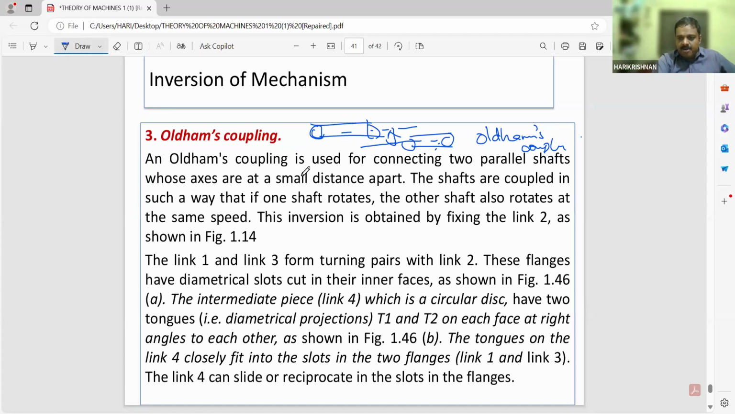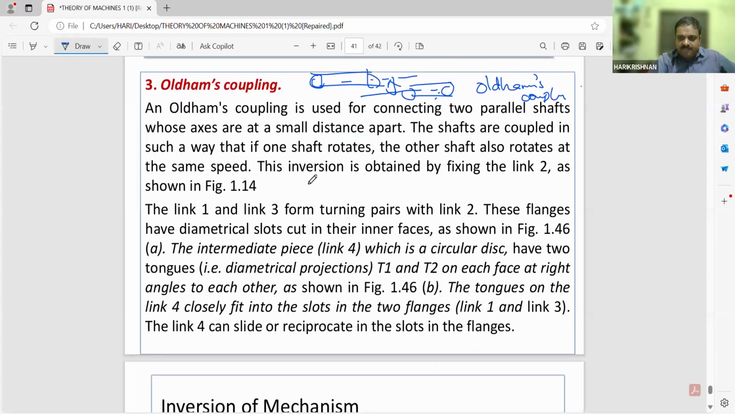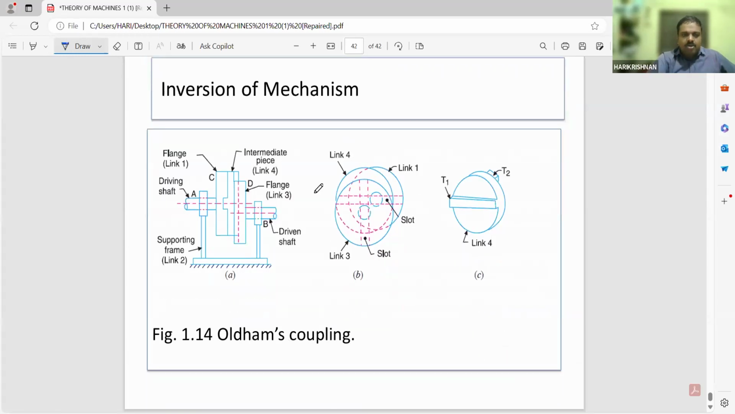Okay, so Oldham's coupling, you have to understand this. The Oldham's coupling is used for connecting two parallel shafts whose axes are at a small distance apart. The shafts are coupled in such a way that when one shaft rotates, the other shaft also rotates at the same speed. Okay, so if you see the figure over here, you may say this is the driving shaft A.